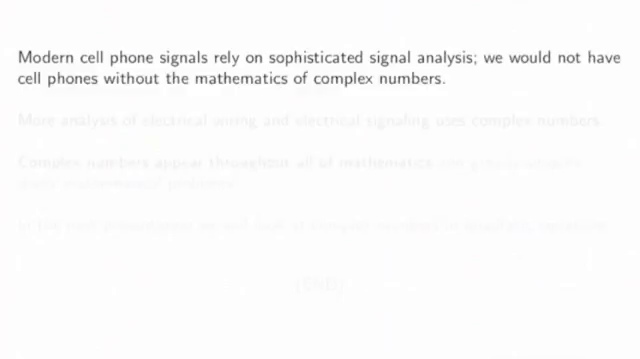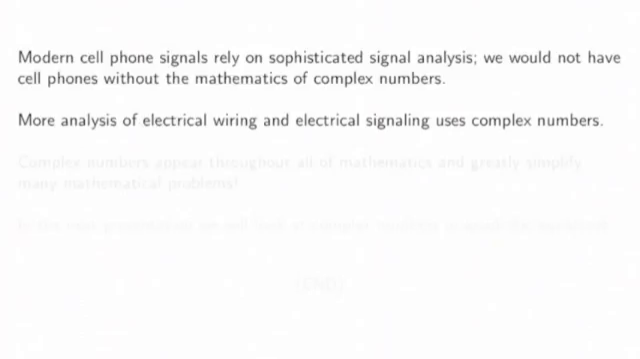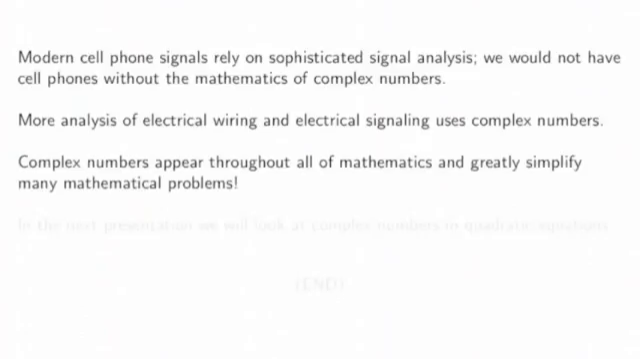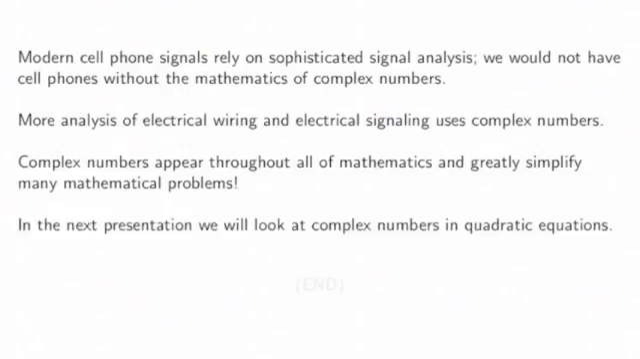Modern cell phone signals rely on sophisticated signal analysis that requires complex numbers. We would not have cell phones or the modern technology with them without the mathematics of complex numbers. Analysis of electrical wiring and electrical signaling uses complex numbers. Complex numbers appear throughout all of mathematics and greatly simplify many mathematical problems. In the next presentation, we will look at complex numbers and quadratic equations.